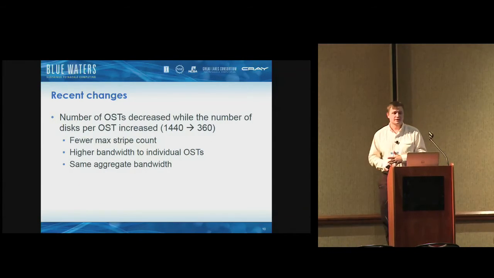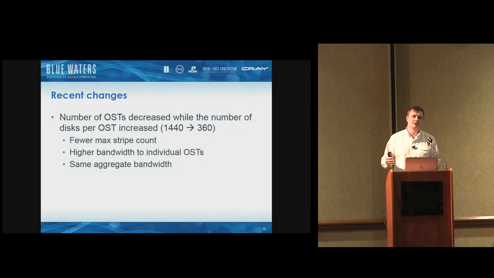Okay, we have a recent change that's related to I/O. The number of OSTs will be reduced, but the number of disks will grow. So your aggregate bandwidth should be the same. At the same time, you'll have a smaller stripe count. Your max stripe count is smaller, but the bandwidth that each individual OST can provide is higher. So it shouldn't really matter much, but again, your application may be different, and if you encounter issues, we'll be happy to help you with that. And that's it. Thank you, Andriy.